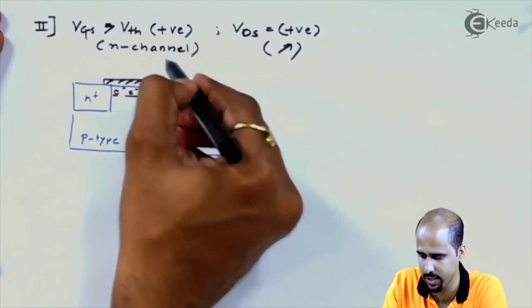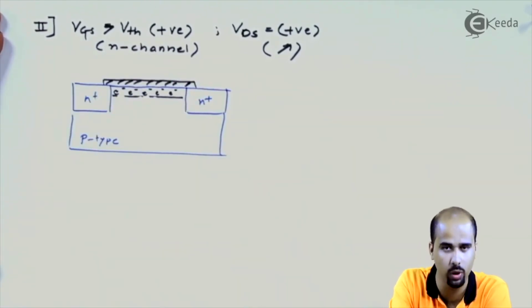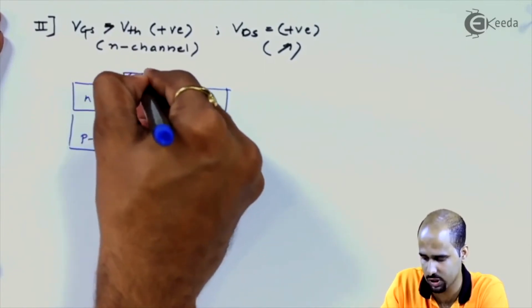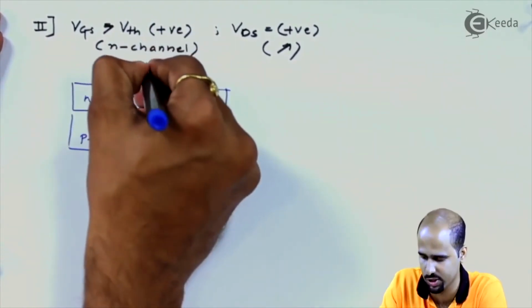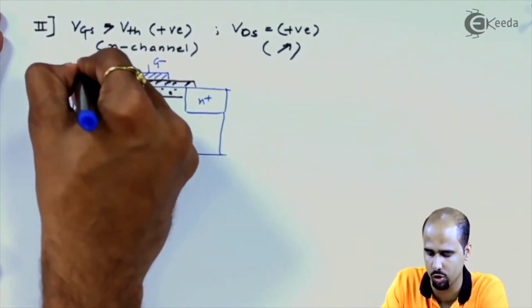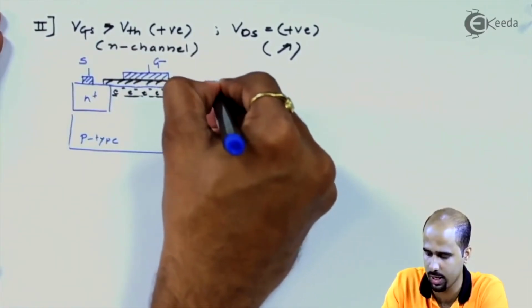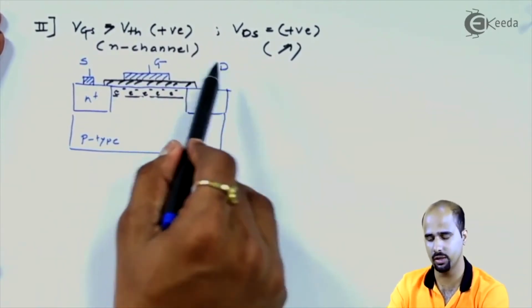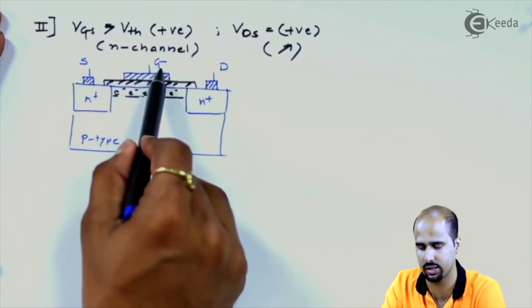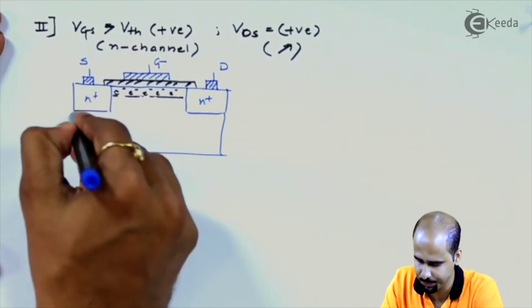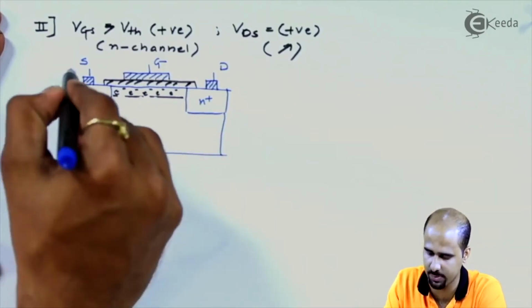This is your oxide layer, over which we will be getting the contact for the gate, which is nothing but the metal part of the MOS structure. This is gate, this is contact for source, and this is contact for drain. This is P-type semiconductor, that is the base of the enhancement type of MOSFET.